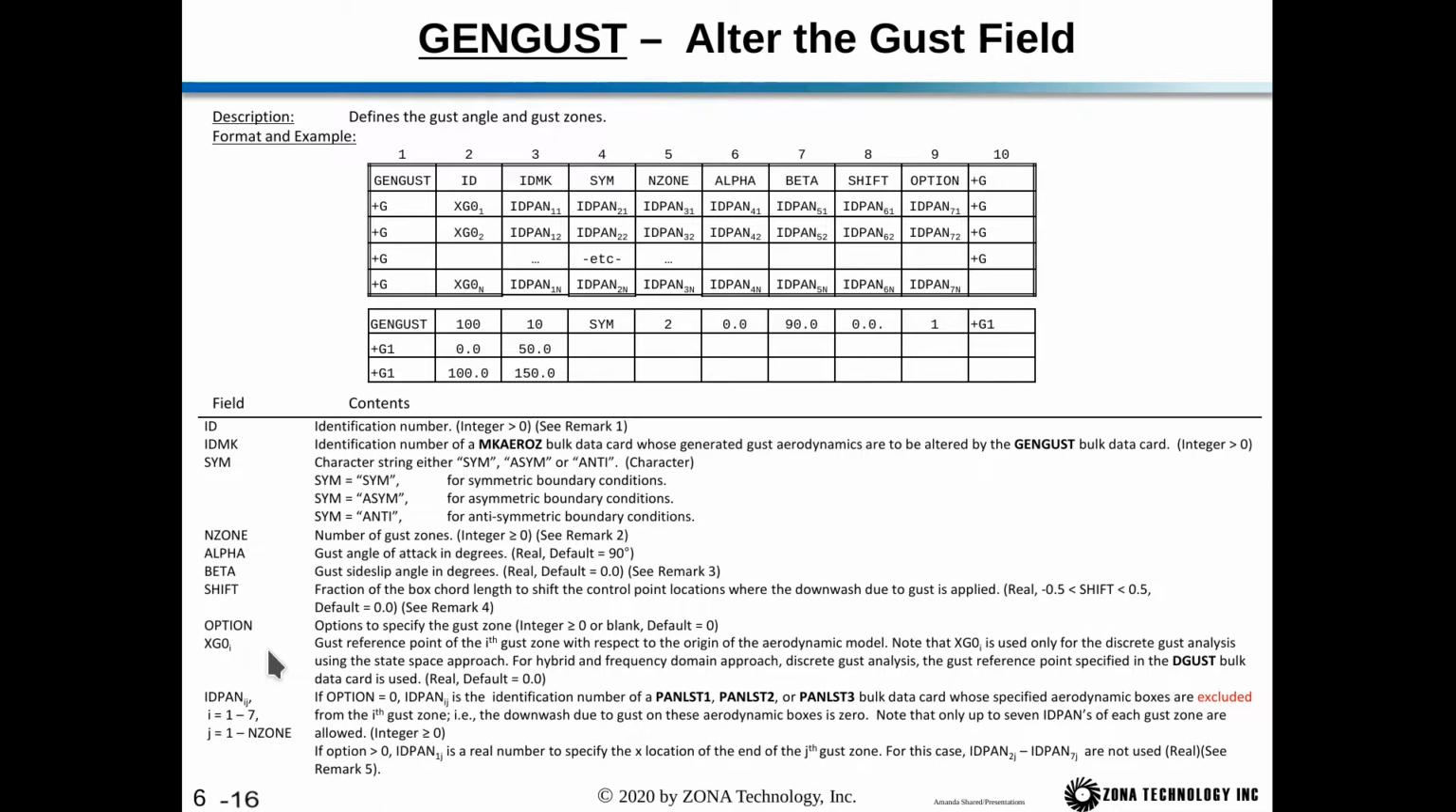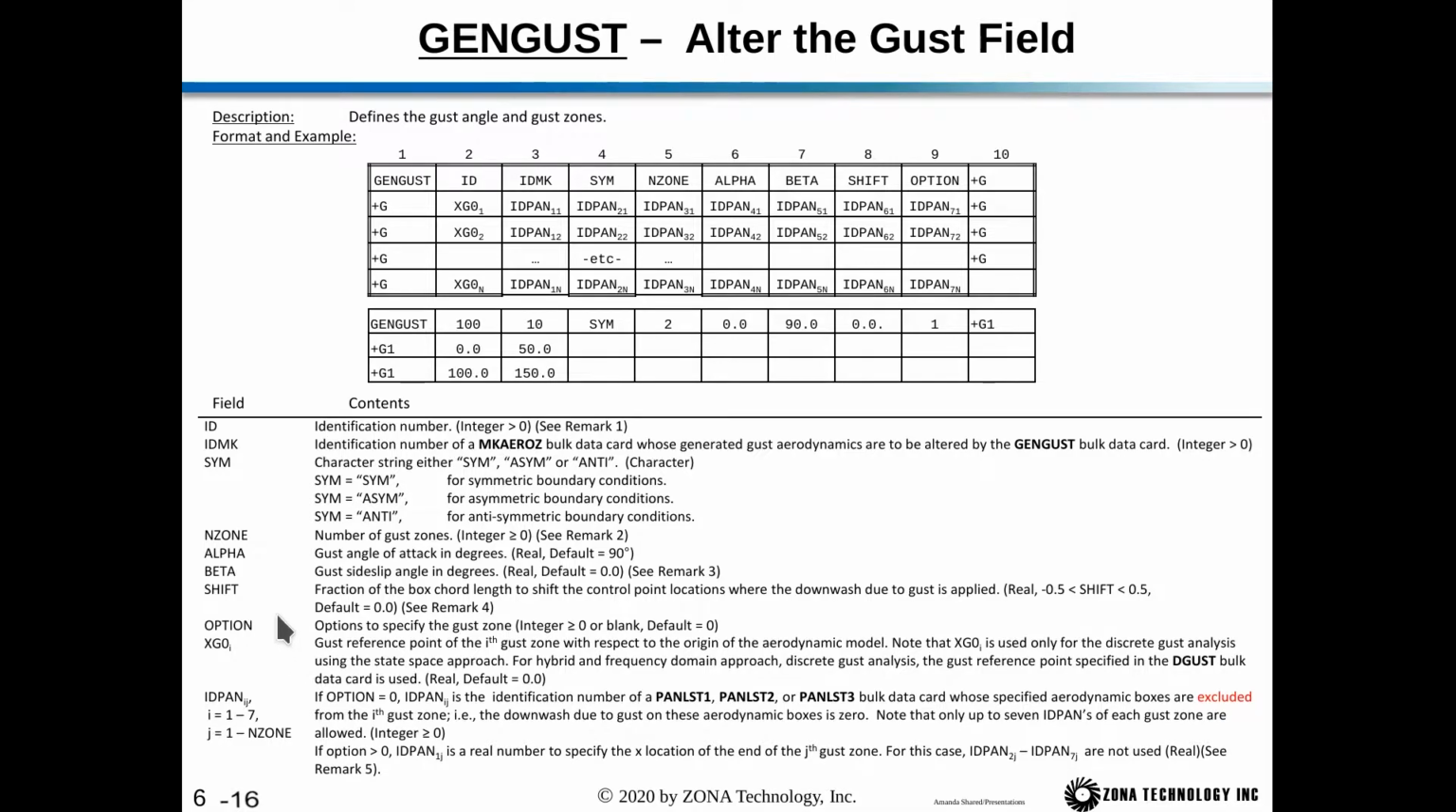Next, we have an open-ended input made up of xg0 and ID pan. So for xg0, this is the gust reference point of the ith gust zone with respect to the origin of the aerodynamic model. This is only used for the discrete gust analysis using the state space approach. For the hybrid and frequency domain approach, discrete gust analysis, the gust reference point specified in the dgust card is used.